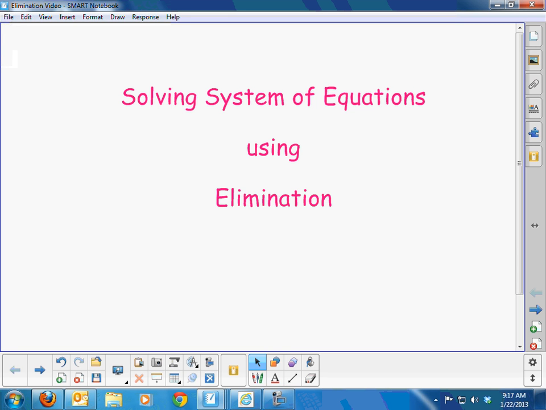Well, what does it mean to eliminate something? If I'm going to eliminate running from my exercise plan, that means that I get rid of it. I'm eliminating it. It's gone.